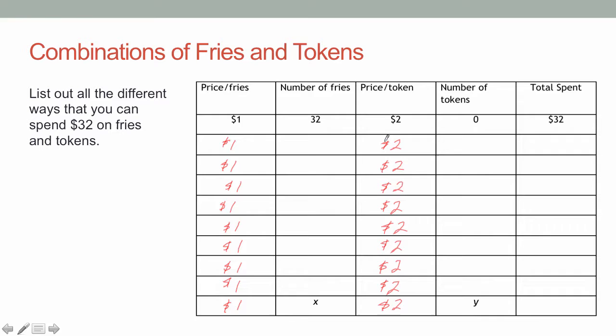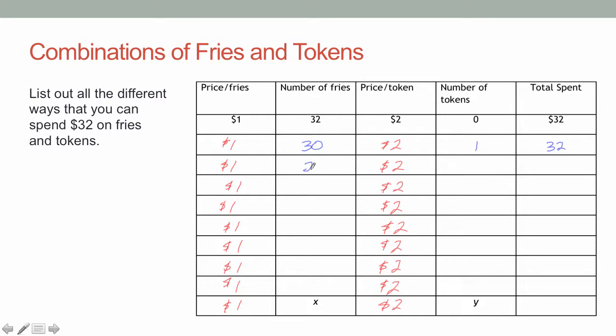All right. We can also, let's play around with this here. Remember, we have to have them add up to $32. So we could buy 30 French fries at $1. It's $32, and I could buy one token, and that would add up to $32, right?